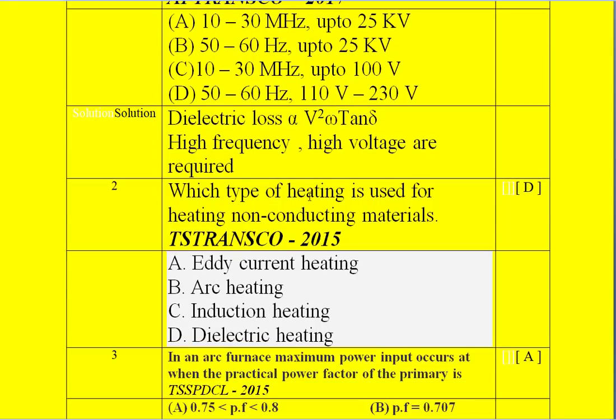Second question, which type of heating is used for heating non-conducting materials? For non-conducting materials, only dielectric heating is used, whereas other heatings are not used for this. The choices given are A is eddy current heating, B is arc heating, C is induction heating, D is dielectric heating. So the right answer is D, and it was given in TS Transco in 2015.